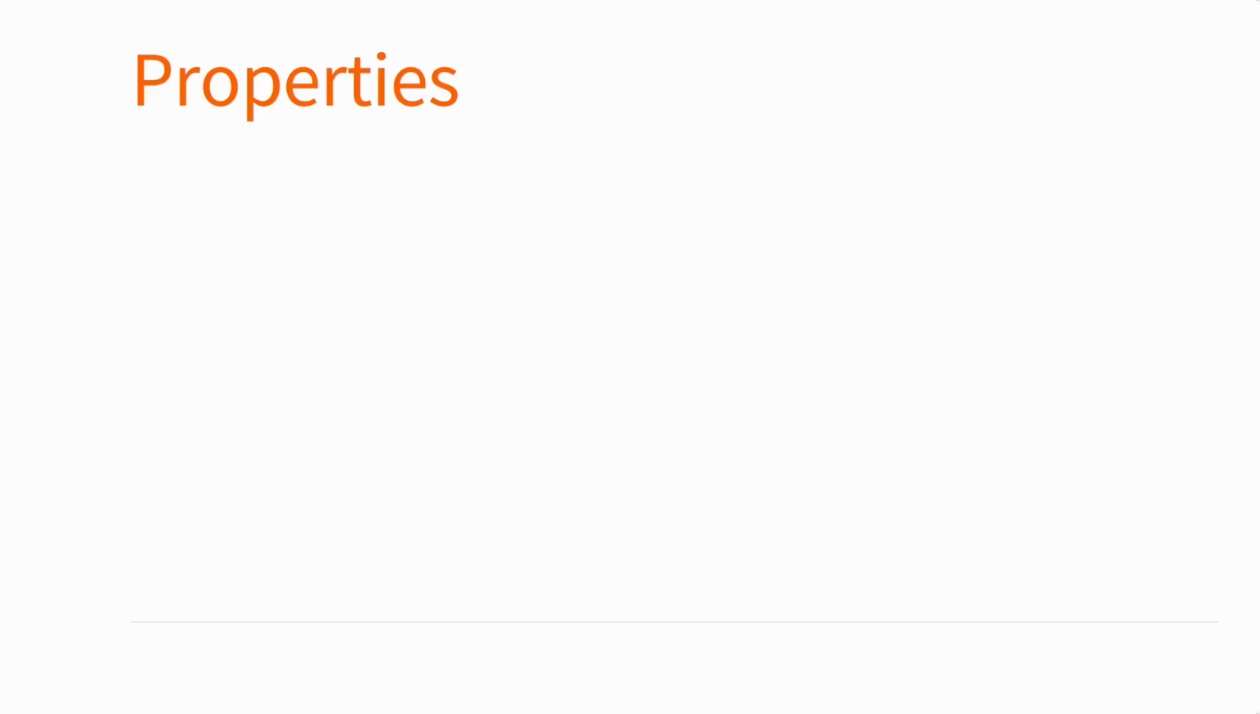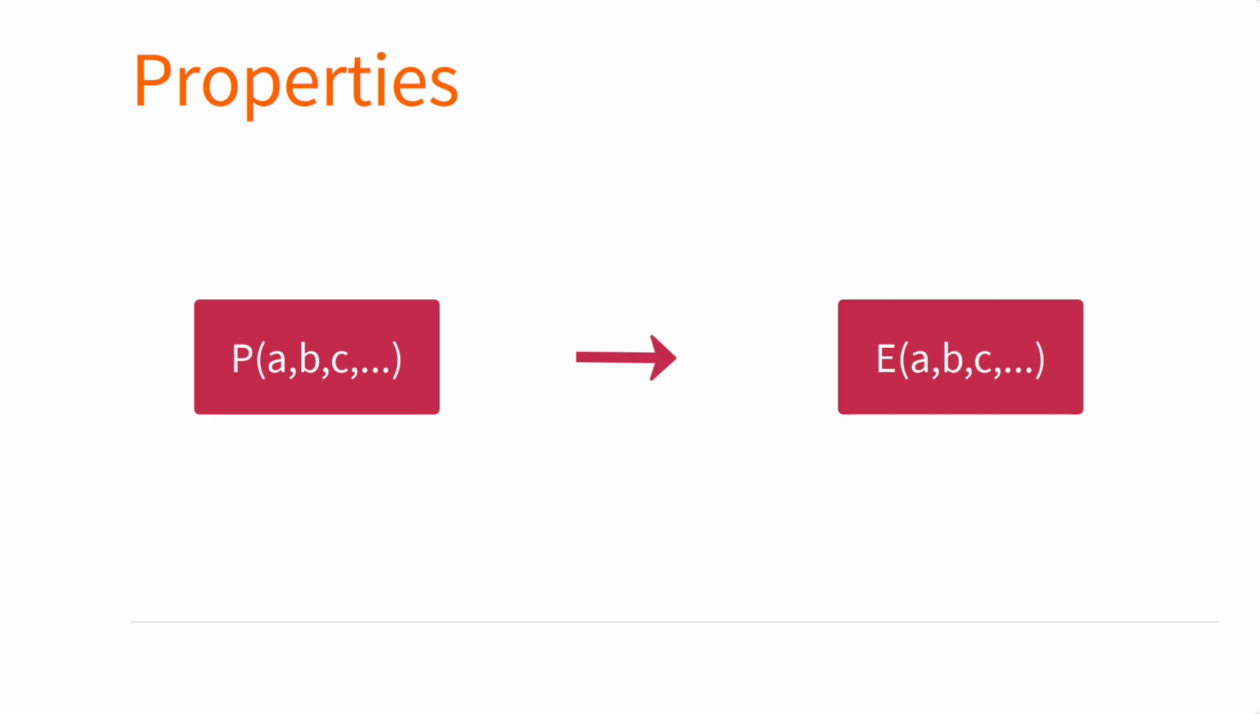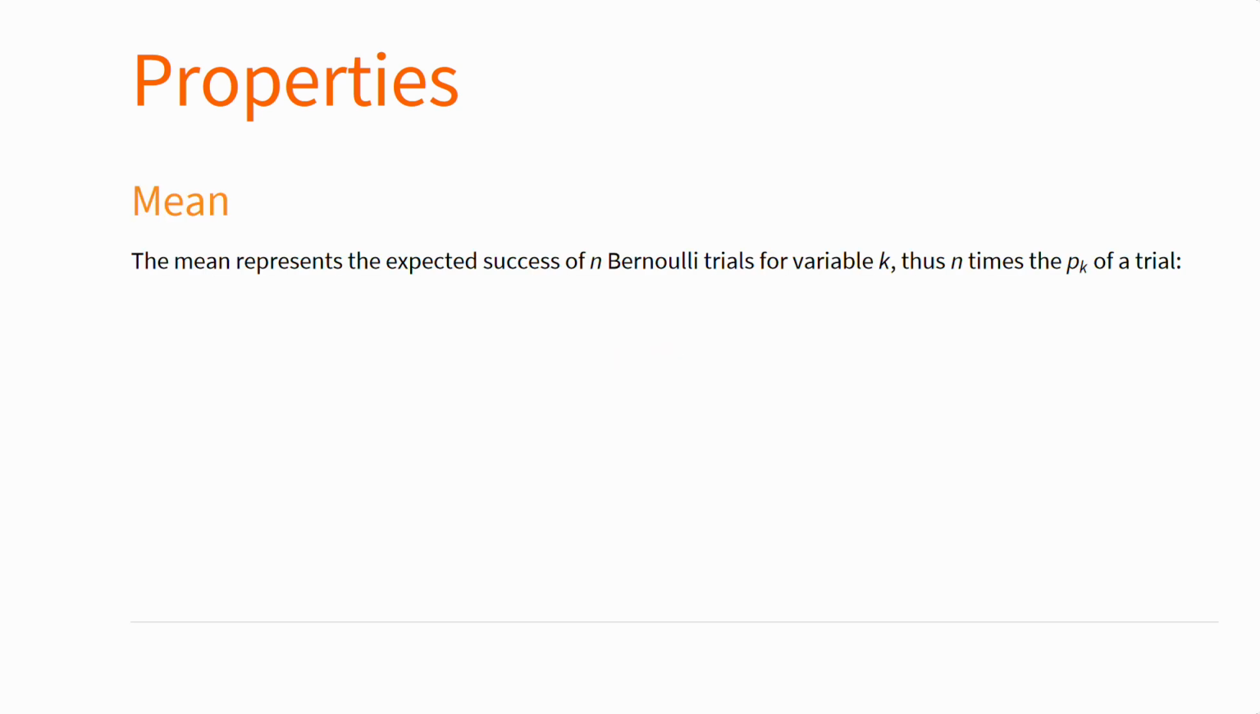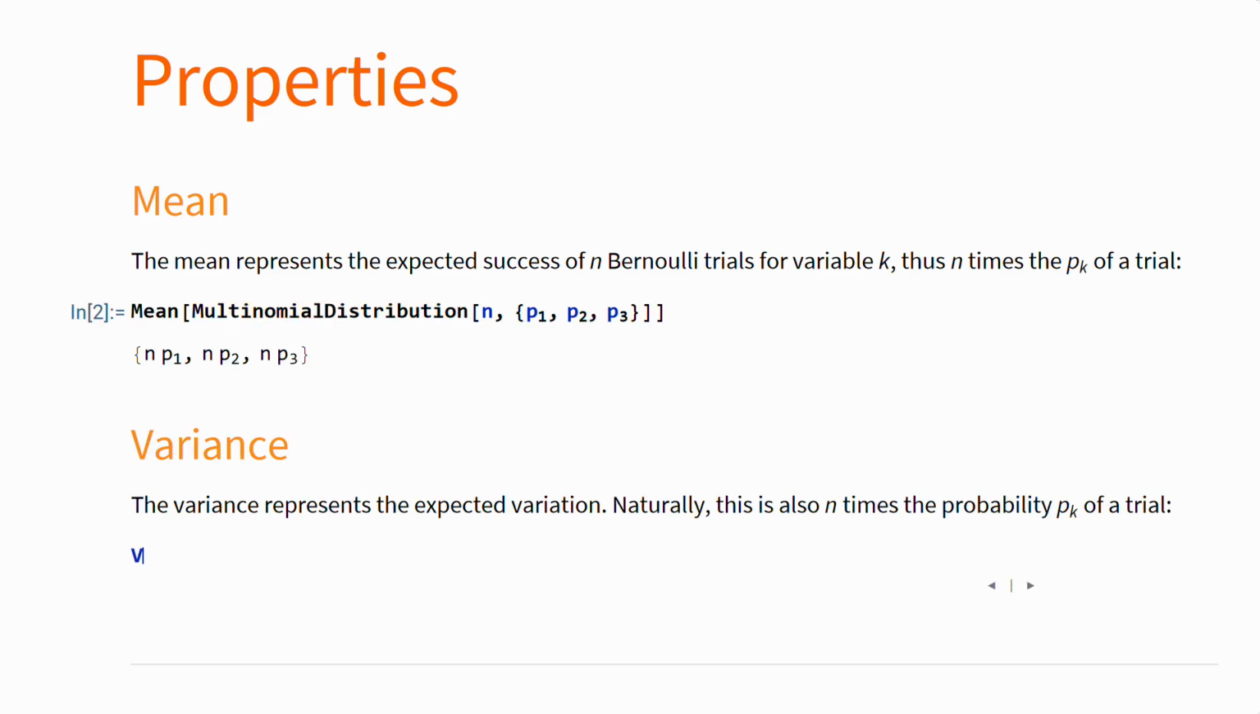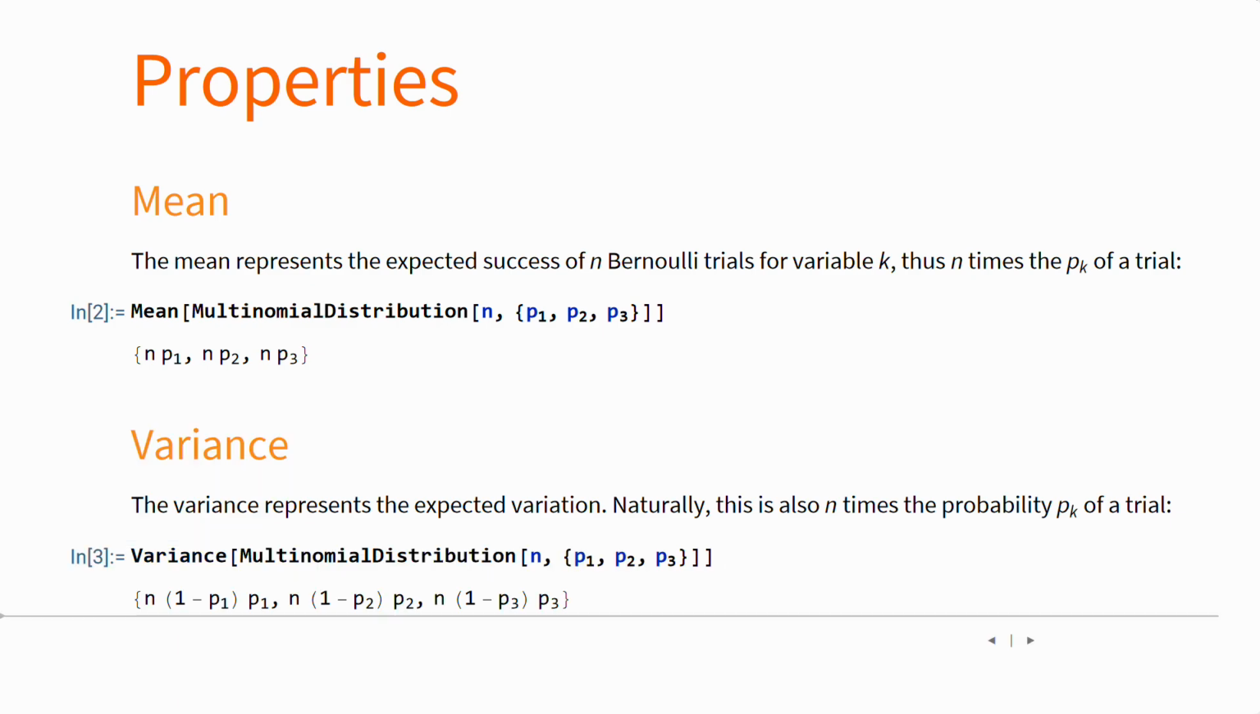What does a mean look like in a multivariate context? Well, if you have a list of variables, you also have a list of means. The mean of the multinomial, like the binomial, is the expected success of n trials, with this time the probability p_k of the kth variable. So you have the binomial mean with each variable. It's the same concept for the variance, as you can see here.